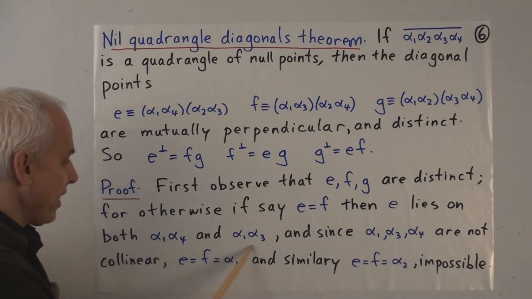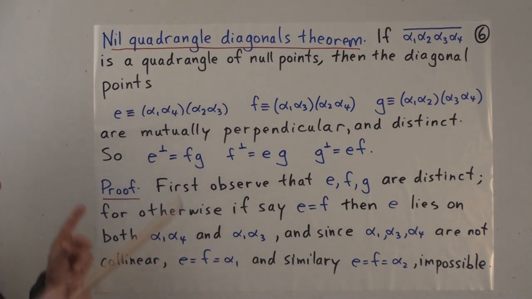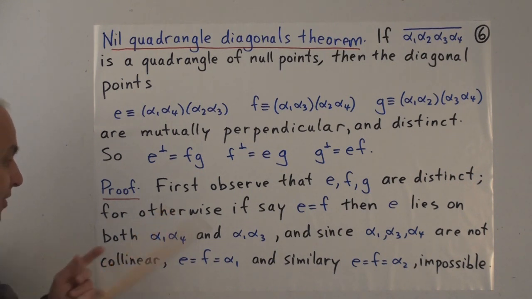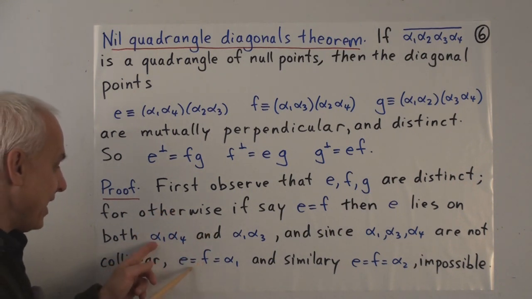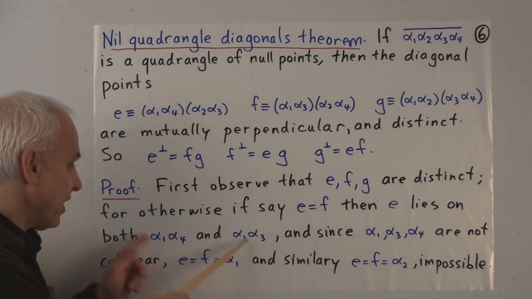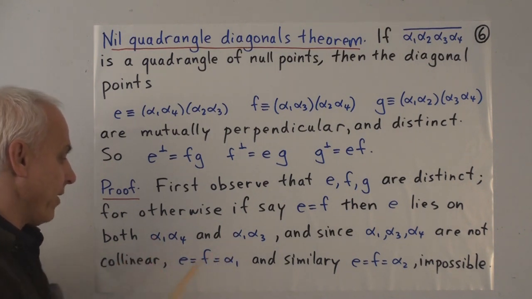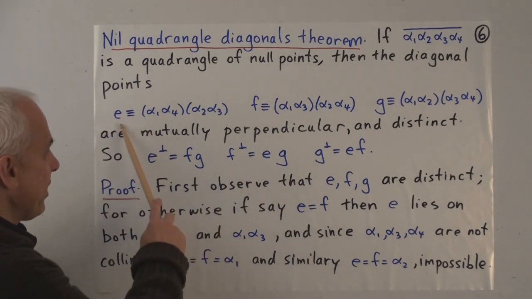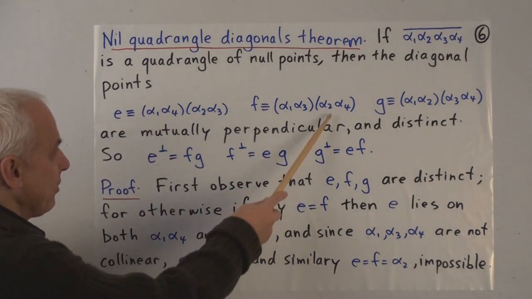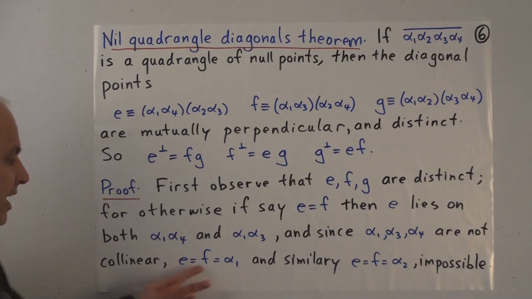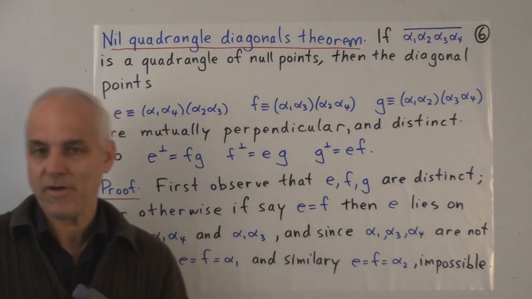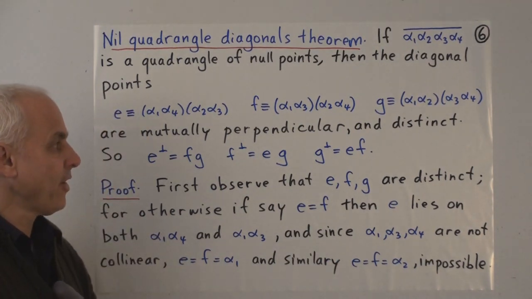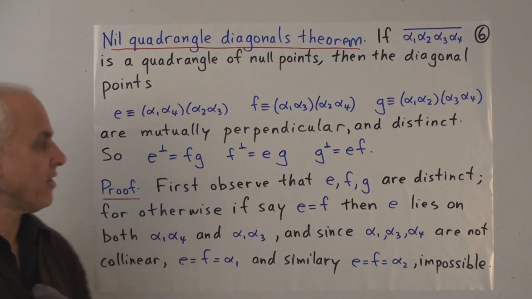E lies on both of those lines, and those are not collinear, so it means that E and F must actually be the common intersection here, which is alpha 1. But then by symmetry, correspondingly, E and F also have to be equal to, say, alpha 2. So we get alpha 1 equals alpha 2, which is impossible. So the three points are distinct.